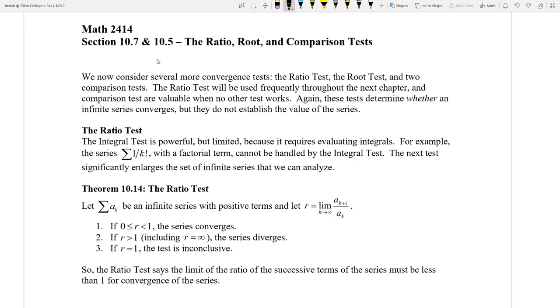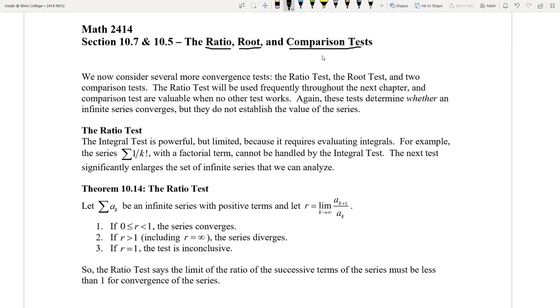So we're going to be talking about 4 different tests here: ratio, root, and 2 comparison tests. And we put them together in a single section just because this way we have a catalog of tests we can choose from. The reason that we're doing 10.7 and then 10.5 is simply because the ratio and root tests are going to be more of a first choice than the comparison tests.